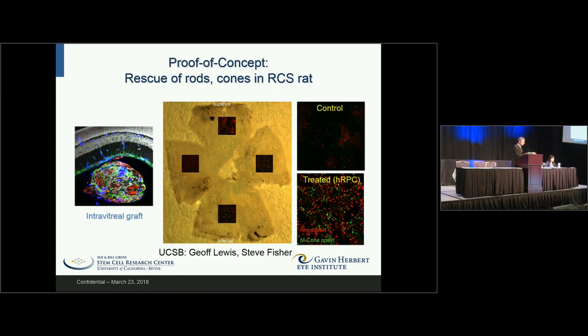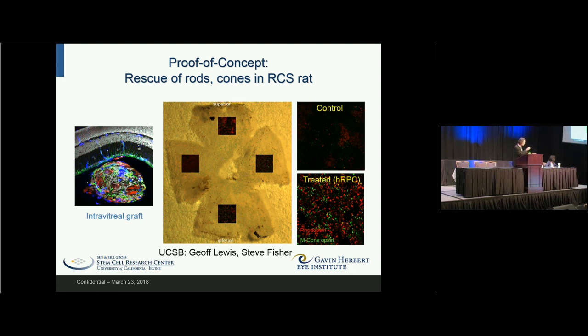Here's a look at the proof of concept in rat. We use the RCS rat that has a genetic problem and develops retinal degeneration. Here you see the intravitreal graft. So the cells go in as a single cell suspension, but they quickly adhere to each other and form these neurosphere-like entities that just sit there in the vitreous, and they can survive for an extended period. And while sitting there in the vitreous and not integrating with the host retina, they elaborate their factors that diffuse into the retina and have the neurotrophic effect on the photoreceptors directly or indirectly.